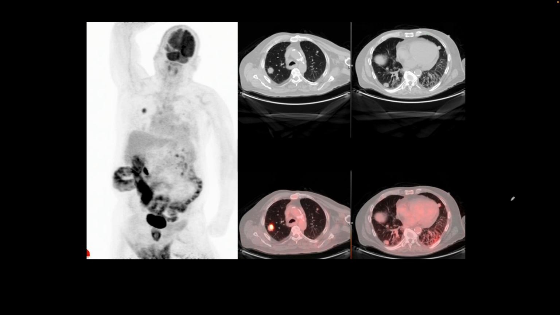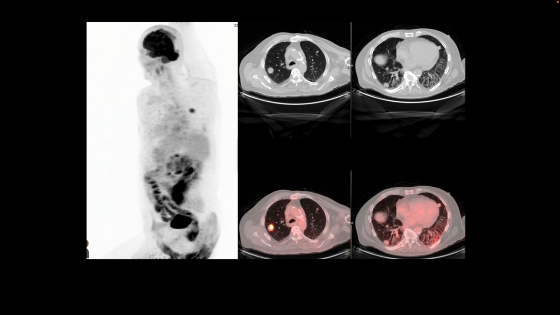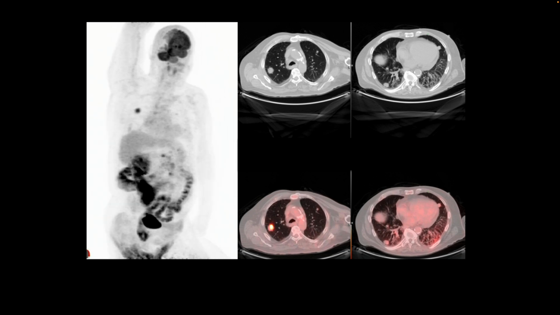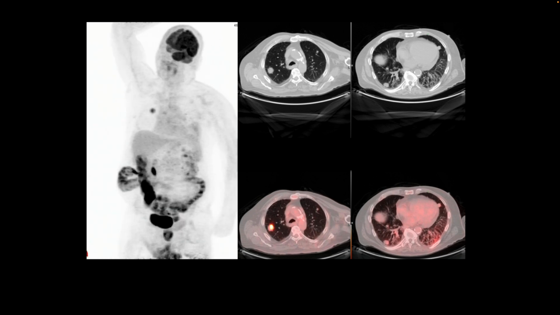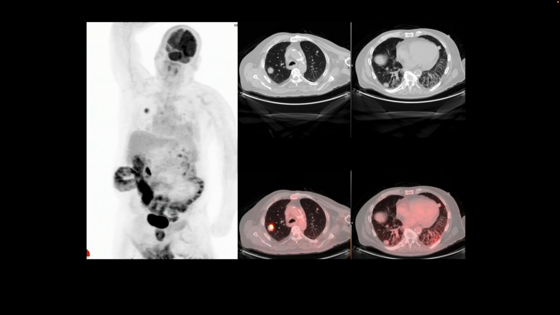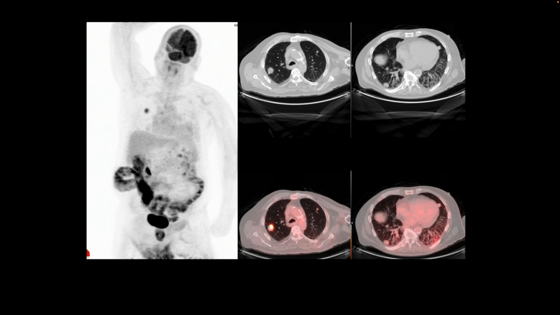This is our next patient, and this patient had an FDG PET CT for staging of rectal cancer. They presented with enlarging lung nodules. And on this rotating image, we see that a nodule in the right lung shows focal hypermetabolism, and there is uptake in the primary, which is seen in the rectum. So let's start with the lung nodule. So this is the nodule that shows FDG avidity.